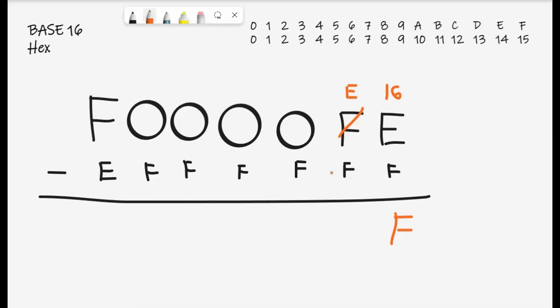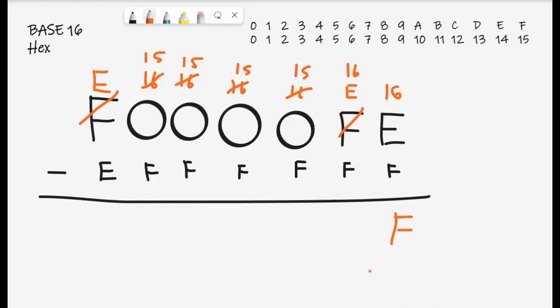Now our second column, we have to come all the way over here and borrow 1. So let's borrow 1 from here. So that goes to an E. And we'd bring a 16 here. And then we have to borrow 1 from here and bring a 16 here. And then borrow 1 from here and bring a 16 here, and so on down the line.